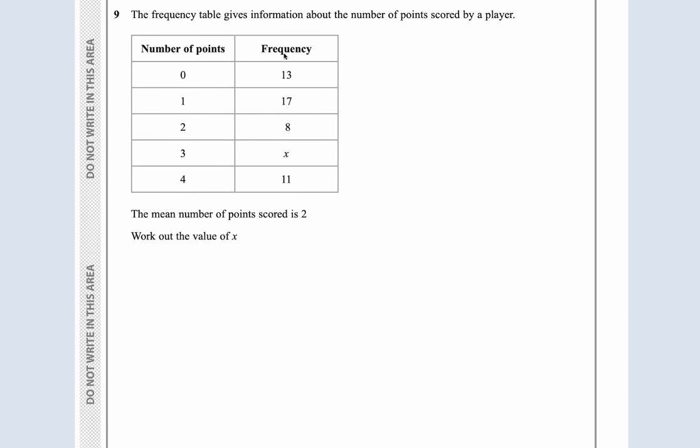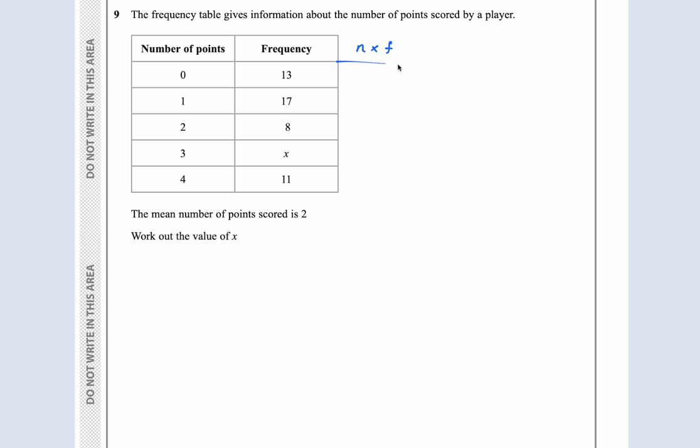Okay, question 2. Frequency table. The mean is 2, work out the value of X. So this time, usually they say just find the mean, but now they give you the mean and say find X. To find the mean, we do number of points times frequency. Let's call it N for number of points times F for frequency.